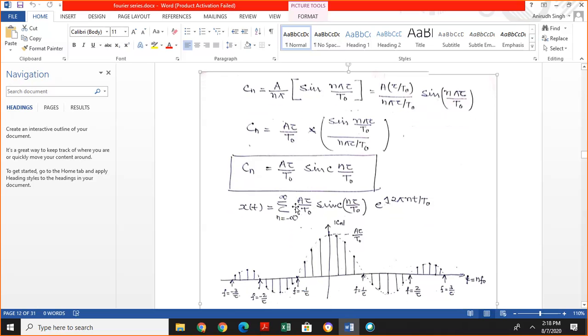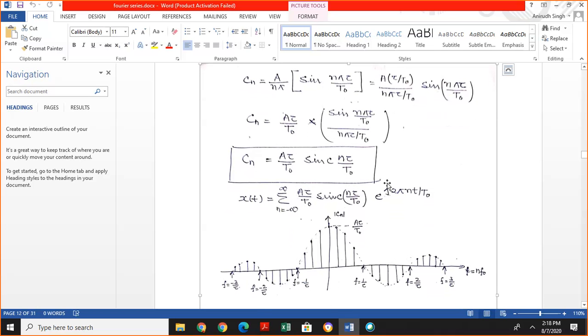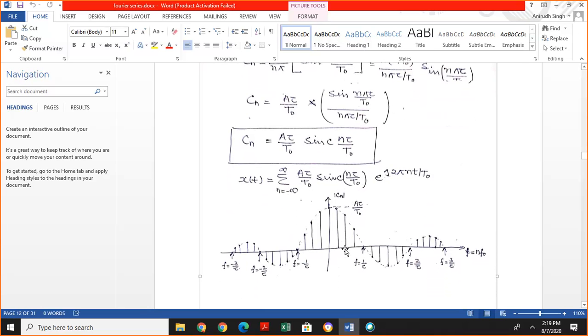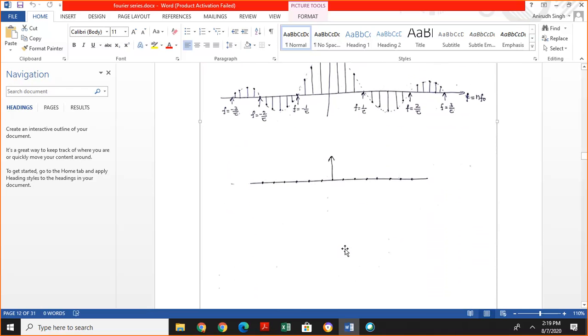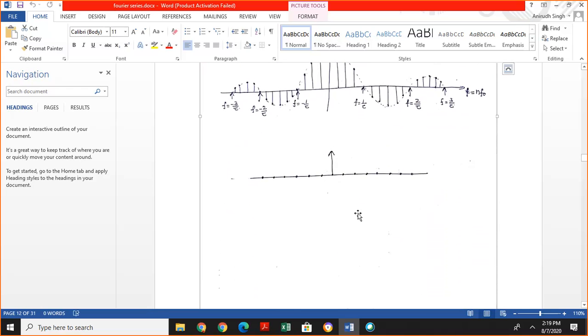So when we substitute the value of this Fourier coefficient in the Fourier series, we get x of t equal to summation n from minus infinity to plus infinity of A tau by T naught sinc function n tau by T naught multiplied by exponential j 2 pi n t by T naught. And if we plot this sinc function, we get the amplitude spectrum like this. Since there is no imaginary part, the magnitude plot is like that.